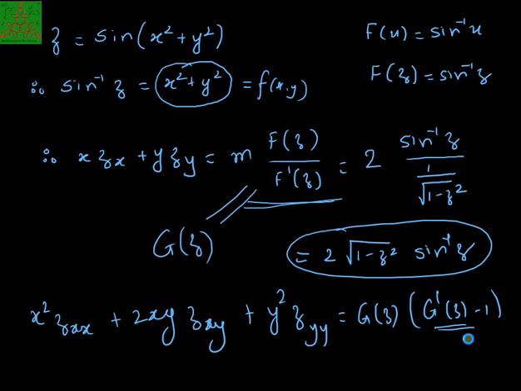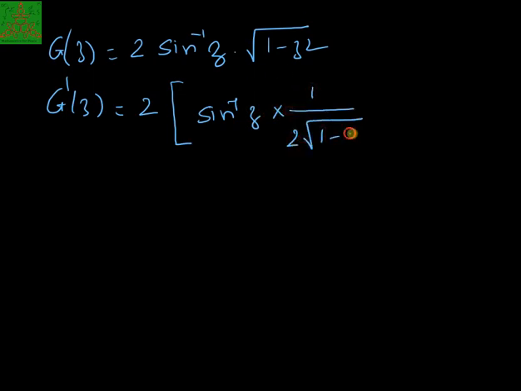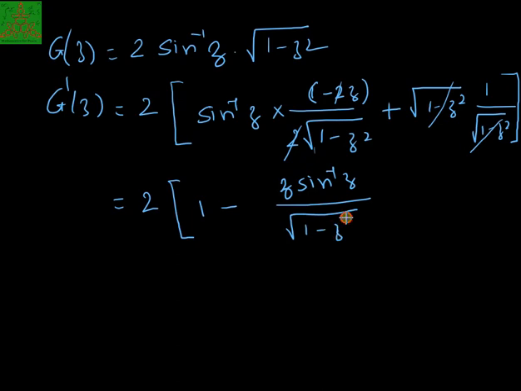So g of z we have calculated is 2 into sine inverse of z into square root of 1 minus z square. So g dash of z, by applying the product rule here, will be 2 into sine inverse of z, as the derivative of square root is 1 upon 2 square root, and the derivative of 1 minus z square is minus 2z by chain rule, plus square root of 1 minus z square, as the derivative of sine inverse of z is again 1 upon square root of 1 minus z square. Just note that this 2 cancels out, and this square root also cancels out. So finally you will have 2 into 1 minus z sine inverse of z upon 1 minus z square as the g dash of z.